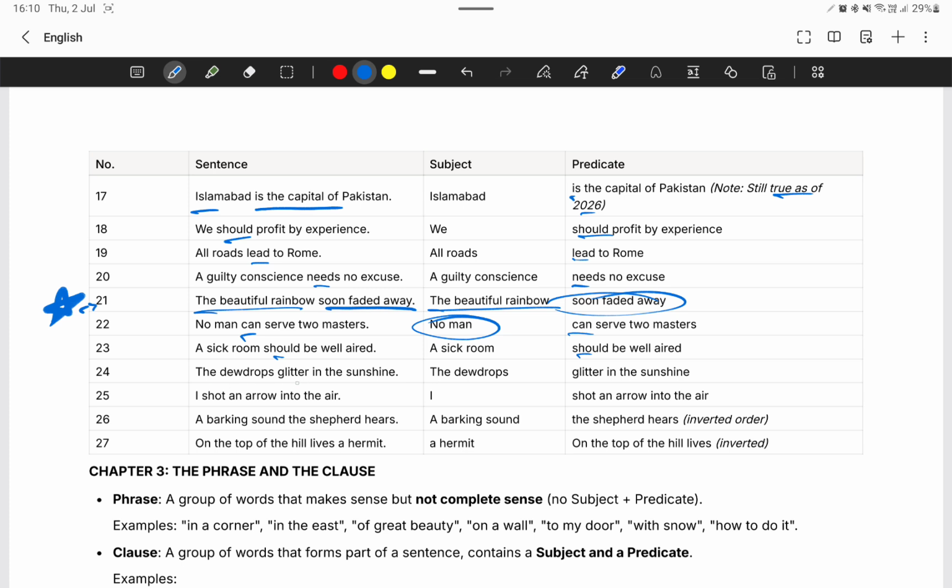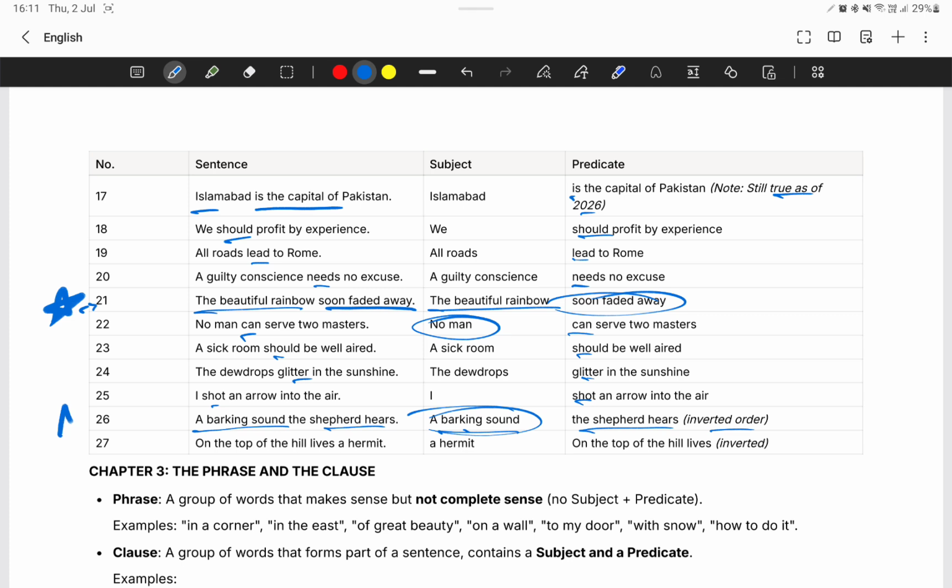The dewdrops glitter, okay, that's it. Eyes short, okay, that's it. A barking sound the shepherd hears. A barking sound, okay, the shepherd hears. So there's a barking sound, that is the subject, and the shepherd hears, inverted order. Okay.